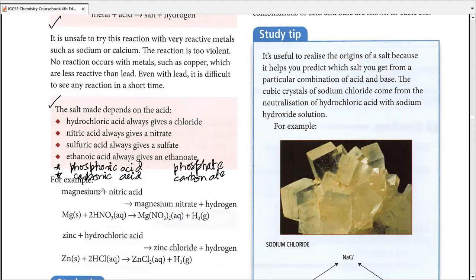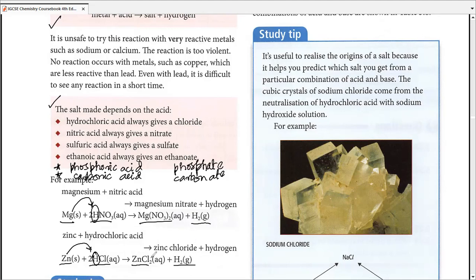Now, if you take examples, magnesium plus nitric acid gives us magnesium nitrate plus hydrogen. So nitric acid gave us nitrate. It's pretty similar whenever a metal reacts with an acid. Take out the hydrogen, replace it with the metal, and you'll get the salt. Write the hydrogen as a separate gas. You'll do it in every single reaction. Take out the hydrogen of the acid, replace it with the metal, you'll get the salt, and write the hydrogen as a gas separately. This happens in every single reaction.